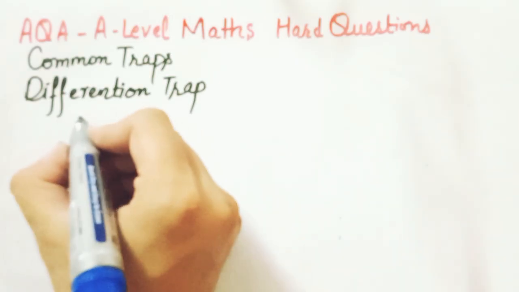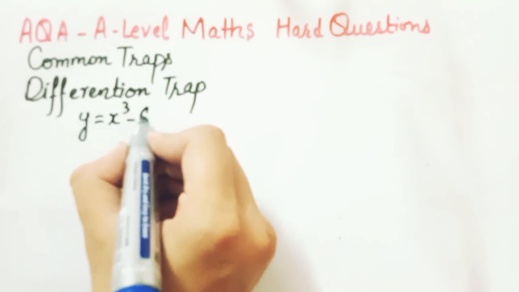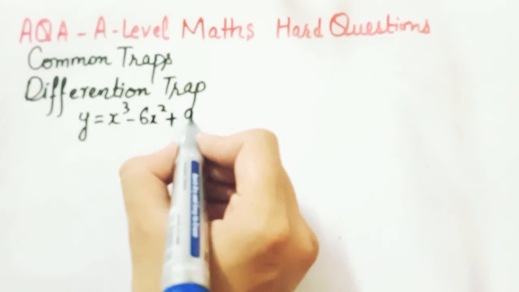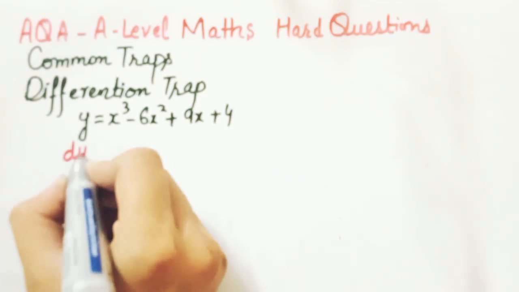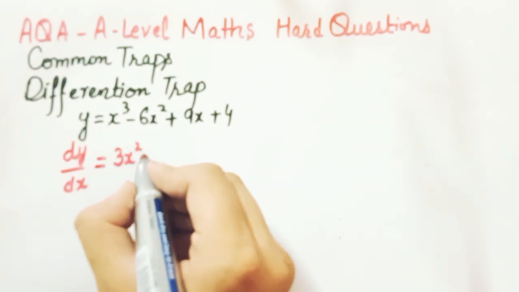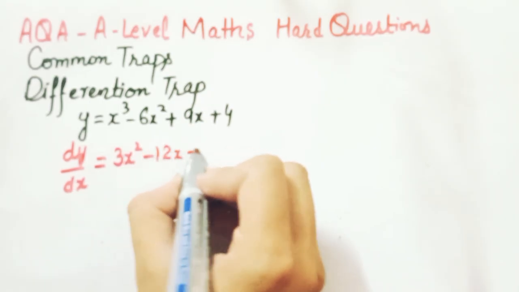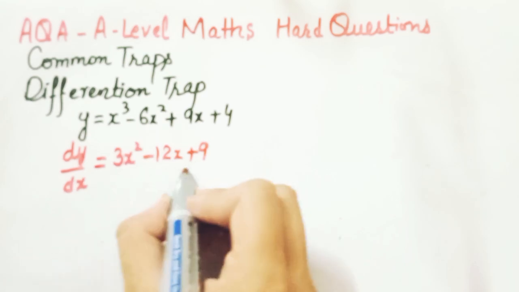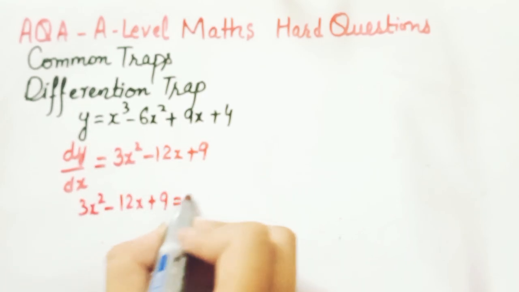So here, question number 1 is y equals x cubed minus 6x squared plus 9x plus 4. How will we solve this? We will differentiate to find dy by dx, which equals 3x squared minus 12x plus 9, and this equals 0. So 3x squared minus 12x plus 9 equals 0.